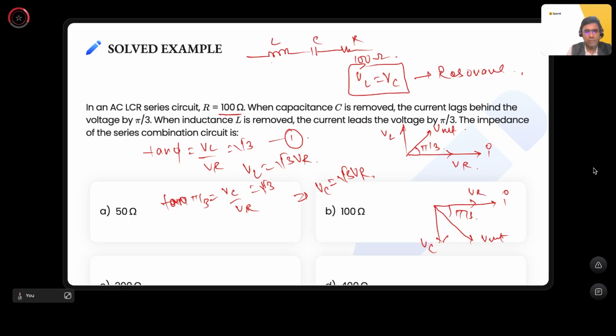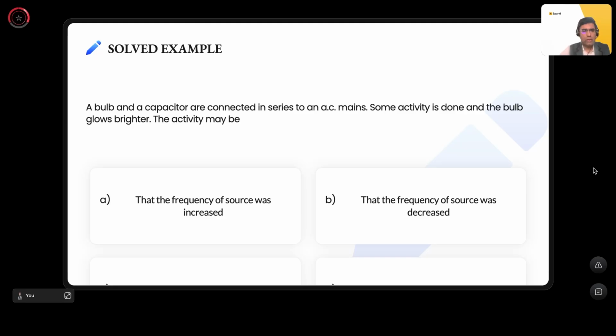So the impedance will be equal to what? VR only. Z will be equal to R, and it will be 100. A little twist was tried in this, but you have to remember what the phasor will be for an LR circuit and for an RC circuit, and when VL and VR come out to be equal, the circuit is at resonance. Okay, so it's a good question. Just remember it. Next question.